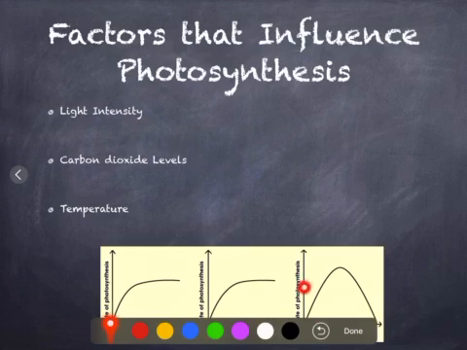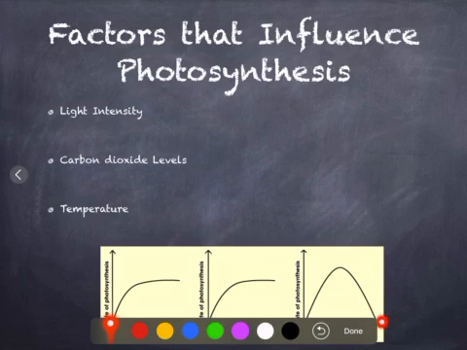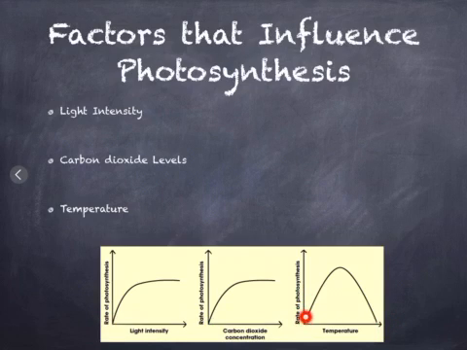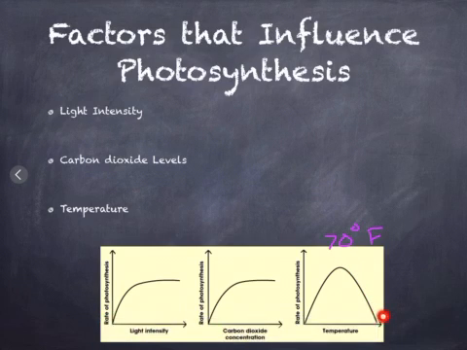Now, temperature is a little different. Now, at extreme low temperatures and extreme high temperatures, no photosynthesis is going to occur. So what happens is photosynthesis increases as temperature increases. When we roughly reach a temperature of, I think it's around 70 degrees Fahrenheit, that's our optimal range. Once we start getting any higher than that, our rate starts to decline.